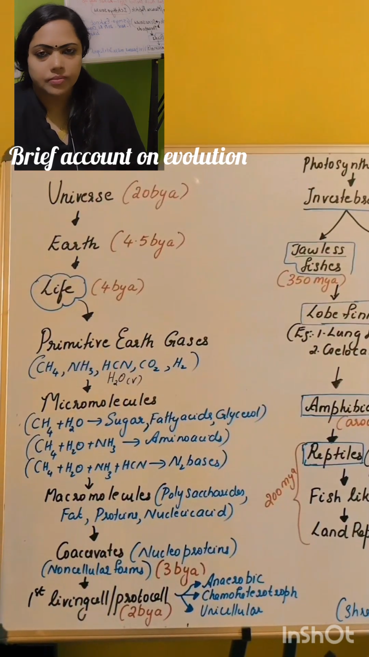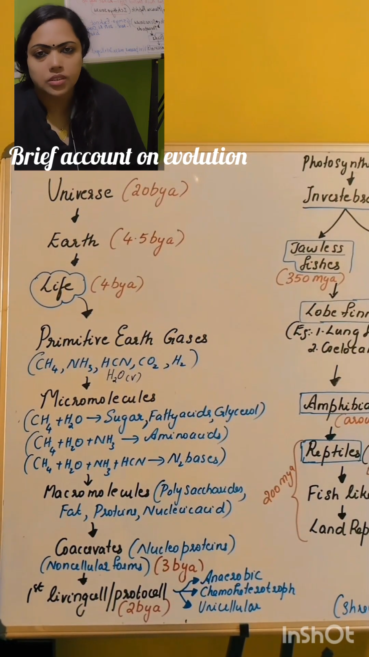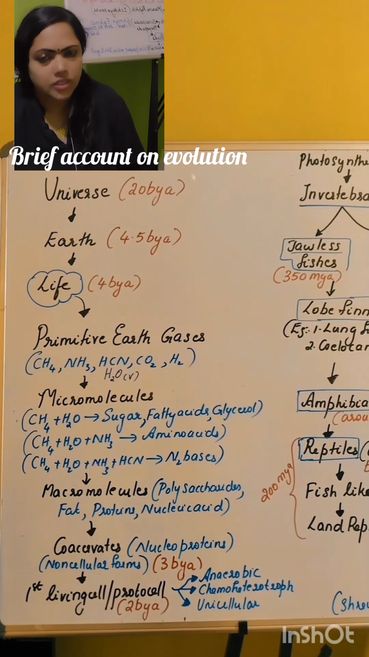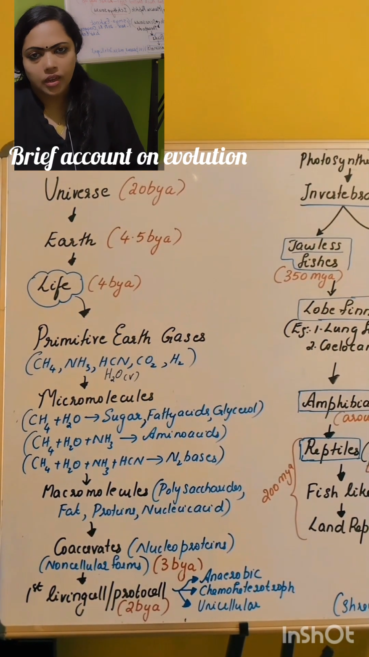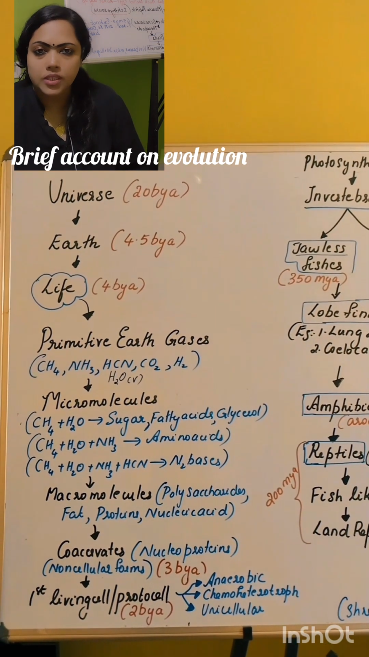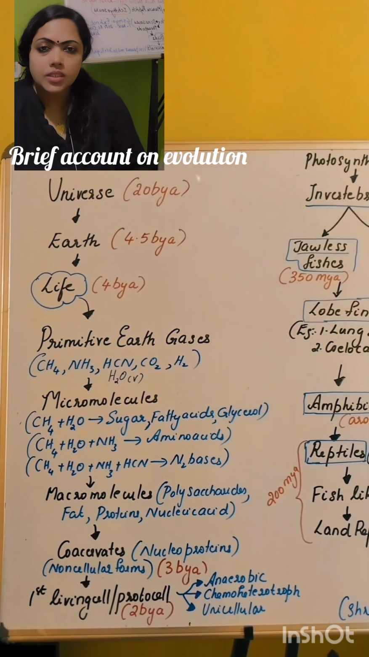A brief account on evolution. It begins with the origin of universe. The theory that explains the origin of universe is called Big Bang theory. According to this theory, age of universe is 20 BYA. Okay, what is this BYA?